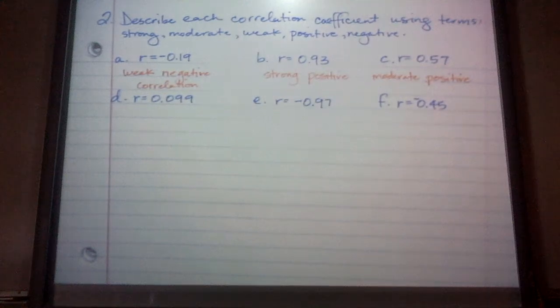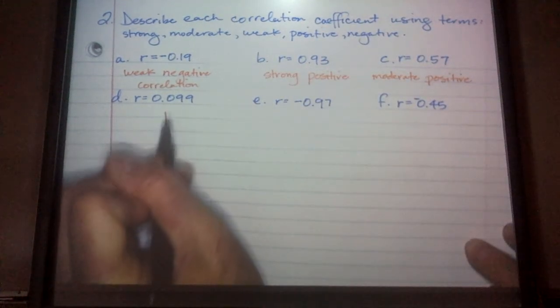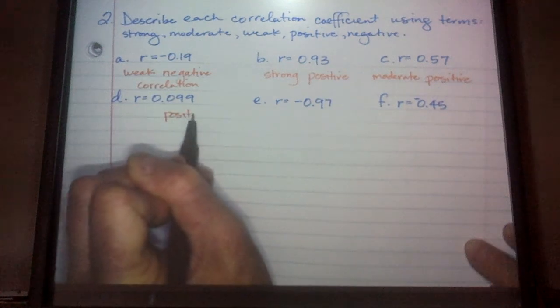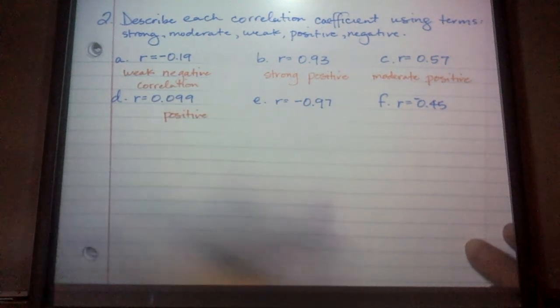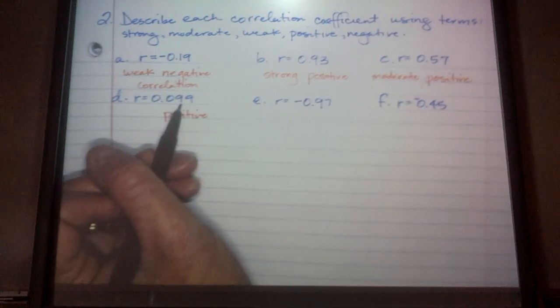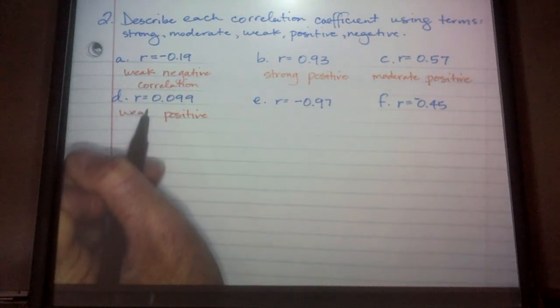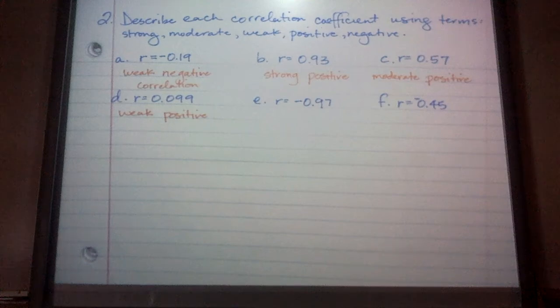Okay. Part D. So I know it's positive because there's no negative here. Now 0.099, that's a little less than 10 cents. 10 cents is almost 0. So I would say that this is a very weak positive correlation. It's hardly 10 cents. Almost, right? If I was to round 0.099 up, it would be 0.10.